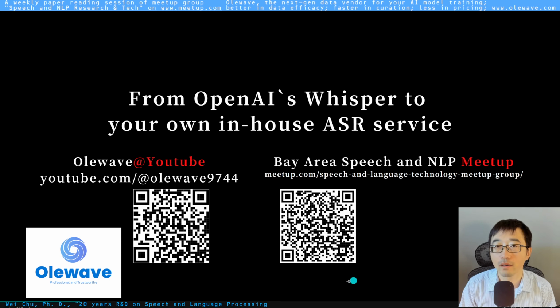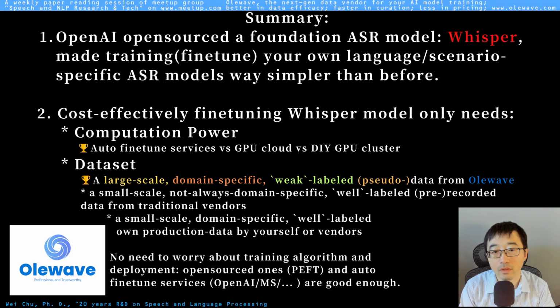The other choices are you can have a smaller scale, not always domain specific, but well labeled, pre-recorded or newly recorded data from traditional vendors. And also you can do it yourself with your own production data. Although that's domain specific, that won't be very large scale because you're going to be suffering from the time and the cost.